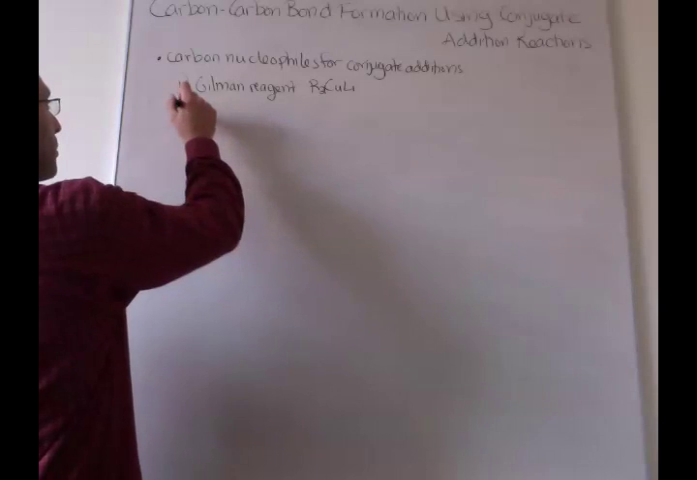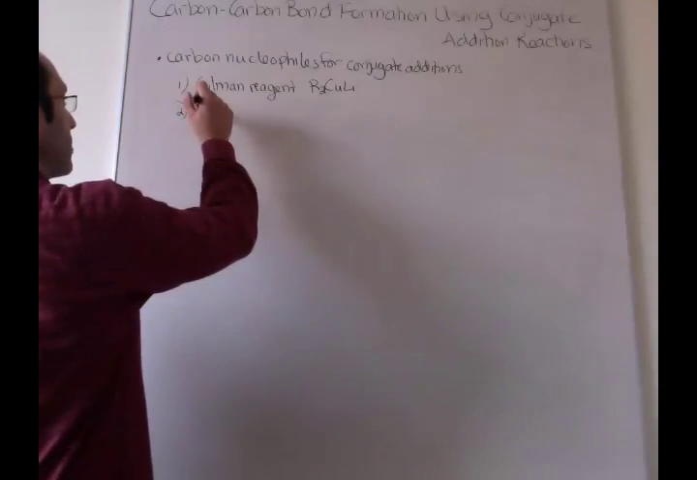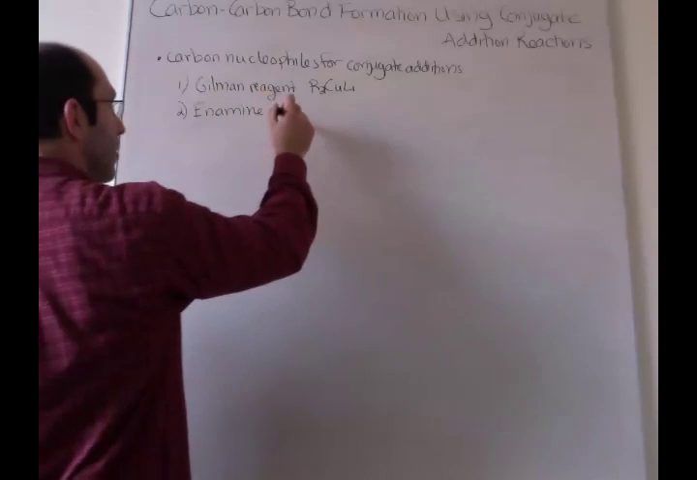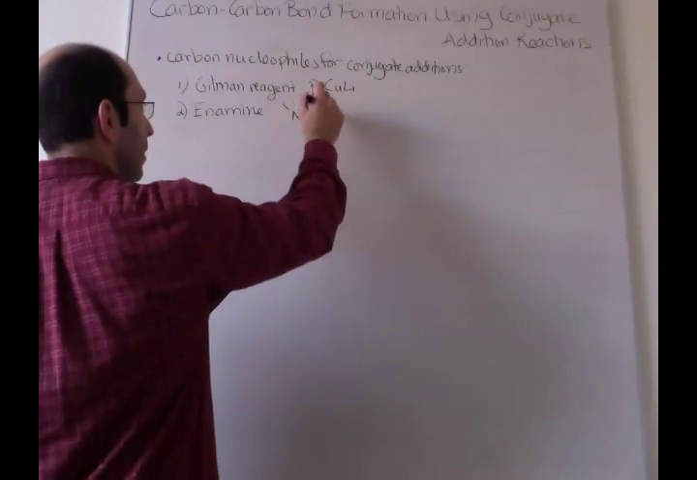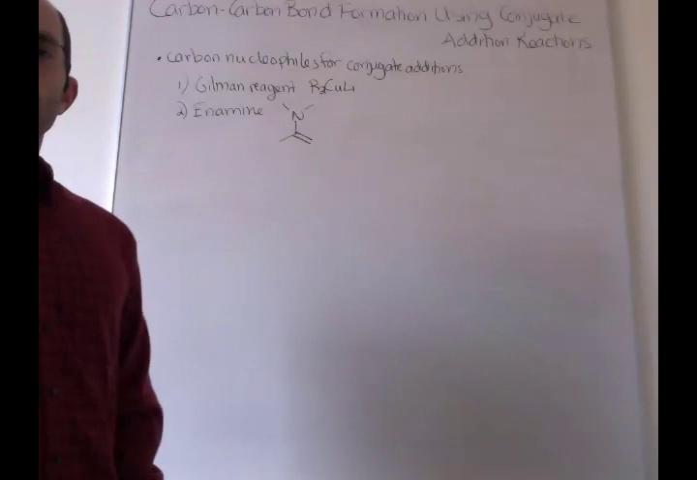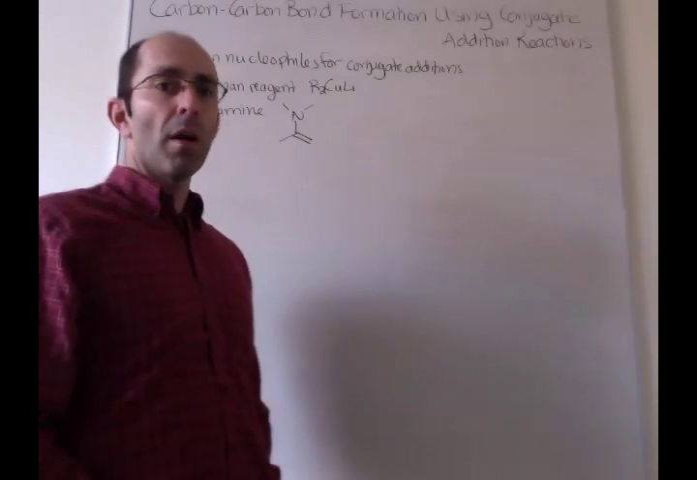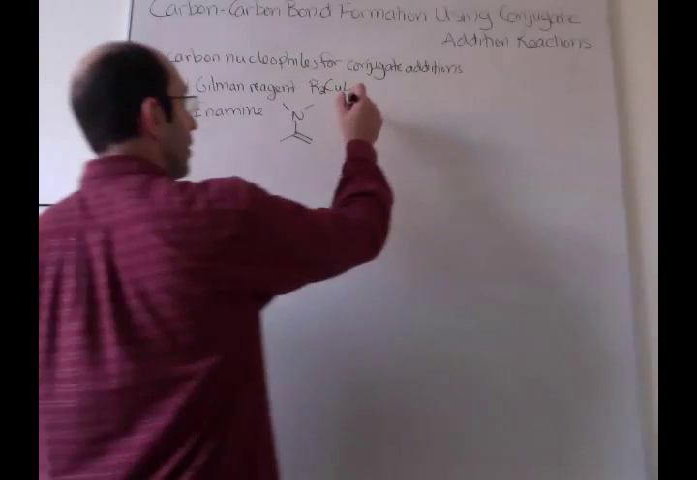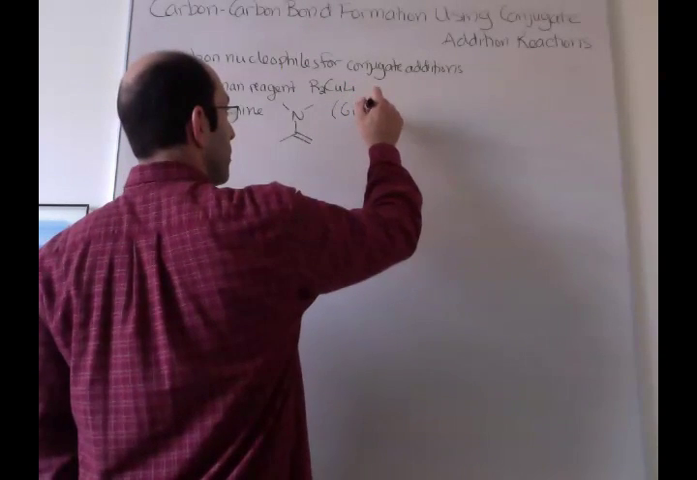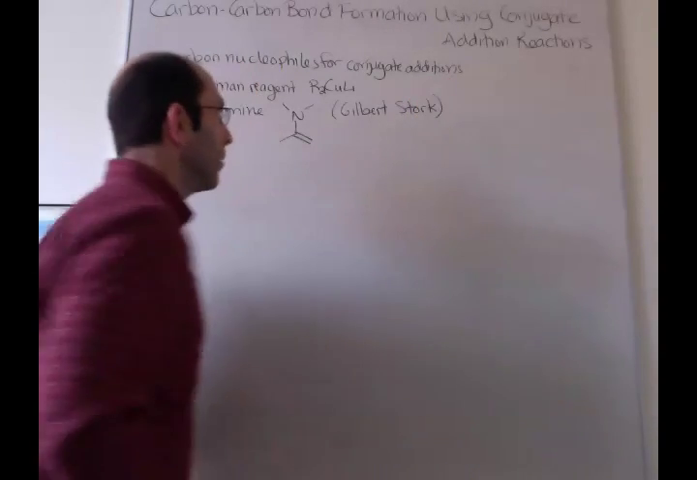Two, a functional group that we learned how to make, but we didn't really use very much, right? And that's an enamine. Remember the structure of an enamine looks like that. Those turn out to be excellent carbon nucleophiles for conjugate addition reactions. And this was chemistry that was pioneered by Gilbert Stork. Gilbert Stork is a professor at Columbia.